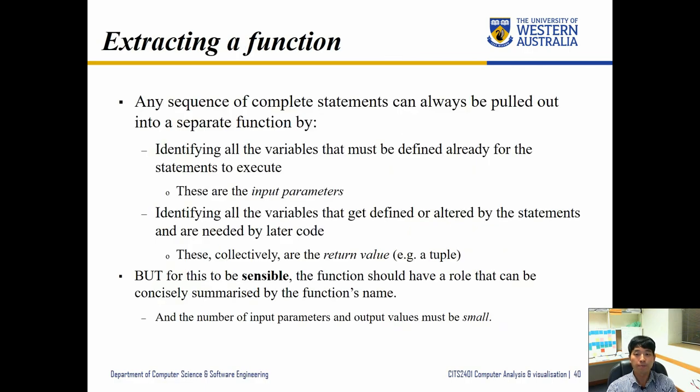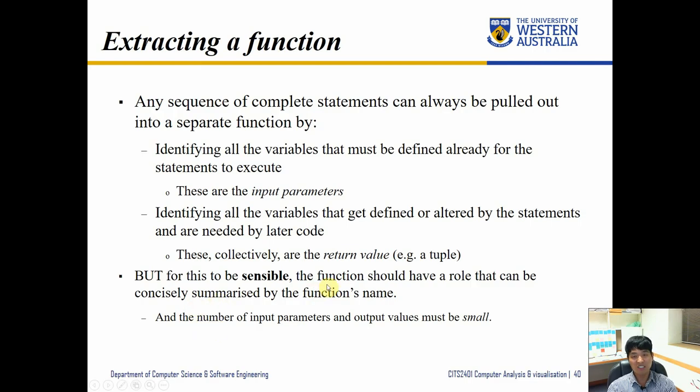And then identifying all the variables that get defined or altered by the statements and are needed by later code. Right, so those are two points: the inputs and the outputs of the function that you want to create by pulling out those pieces of code. However, for this to be sensible, the function should have a role, right? So when you pull out something, it should have a role. By reading the code, you should understand what the goal of this function is, okay?